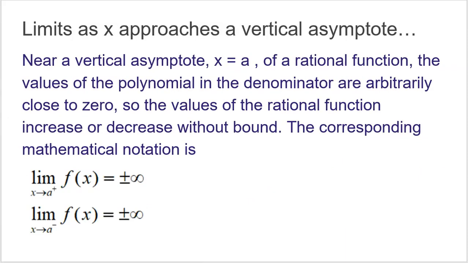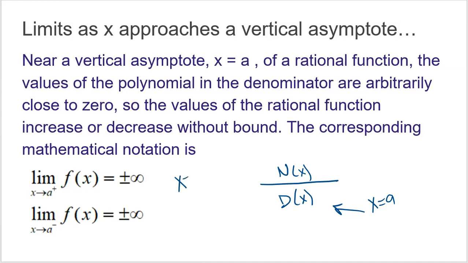Now, near a vertical asymptote, x equals a, of a rational function, the values of the polynomial in the denominator are arbitrarily close to 0. So the values of the rational function increase or decrease without bound. All right, this is a little bit confusing, so let me explain. Remember, we're working with rational functions here, where we have a numerator polynomial and a denominator polynomial. Now, remember, vertical asymptotes occur at a value that makes only the denominator equal to 0. But what about as we get close to this value?